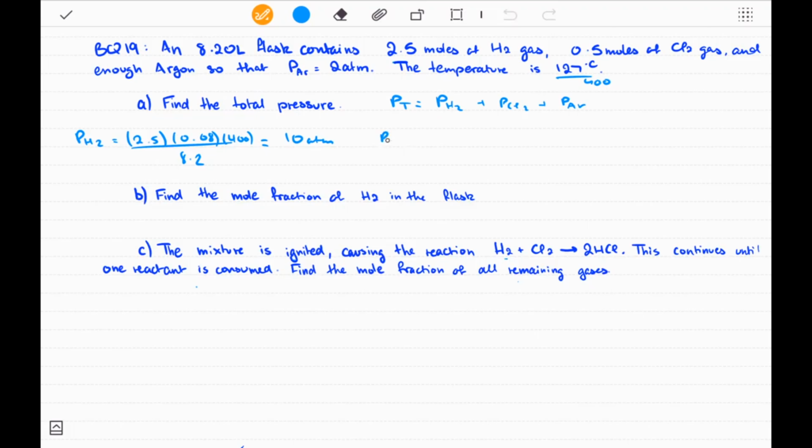Then we can talk about the pressure of chlorine. Exact same process. Number of moles of chlorine is 0.5. R is still 0.08, it's a constant. The temperature is 400, and this is 8.2 for the volume. And the pressure of chlorine that we get should be 2 atmospheres. Now, all you need to do is just add them all together, and your total pressure should be 2 plus 10 plus 2, and it will be 14 atmospheres.